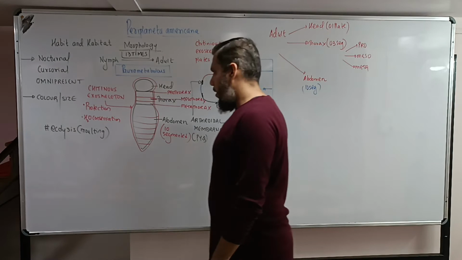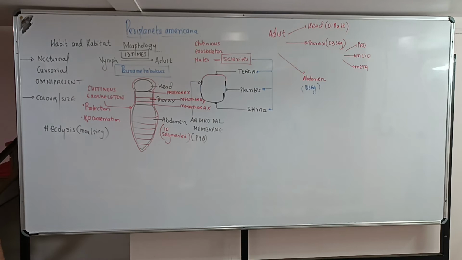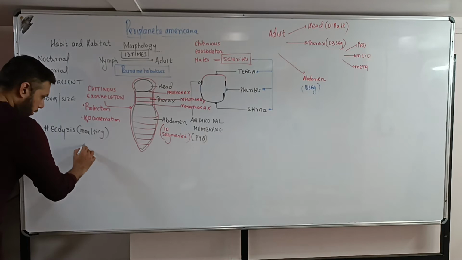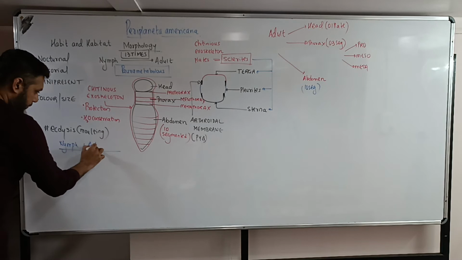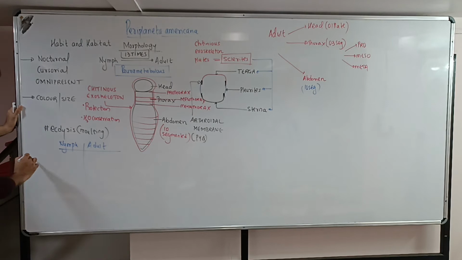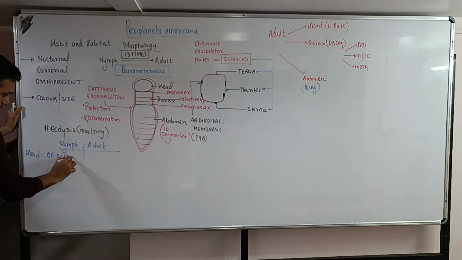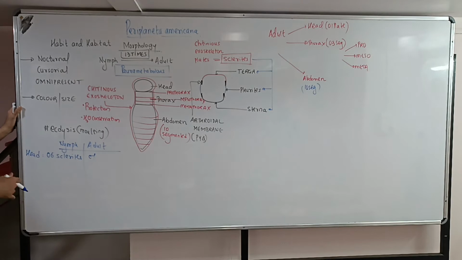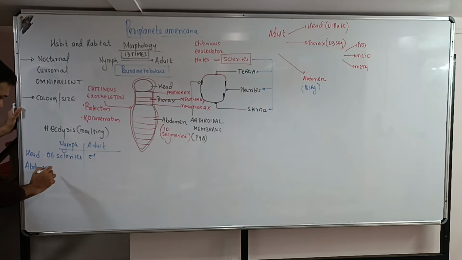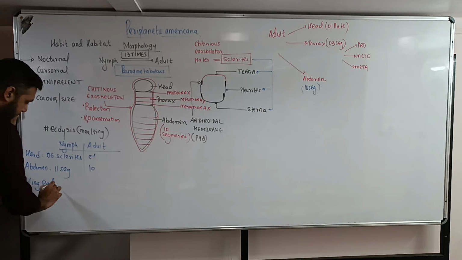Now, which type of development did I say it shows? Paurometabolous development. What do you mean by paurometabolous development? The nymph changing into an adult is called paurometabolous development. Now the nymph, as compared to the adult, in its head has got 6 sclerites. Adult has only one. In the abdomen, it has got 11 segments. Adult has got 10. The nymph does not have wings. It has got wing pads. Whereas an adult shows the presence of wings.